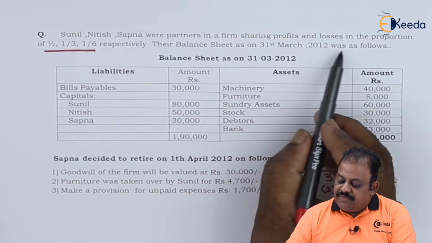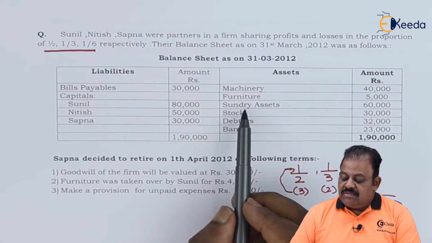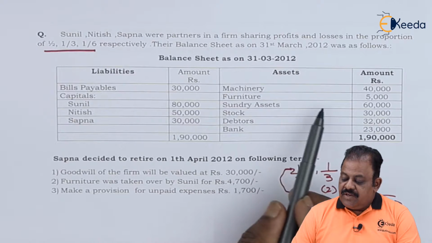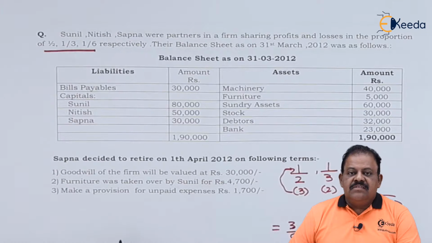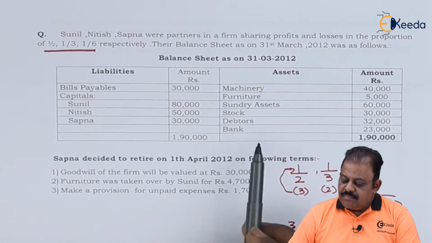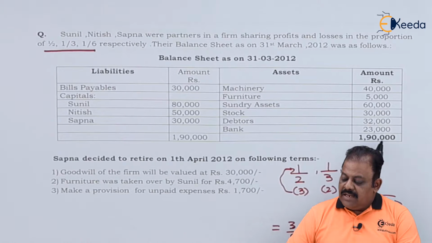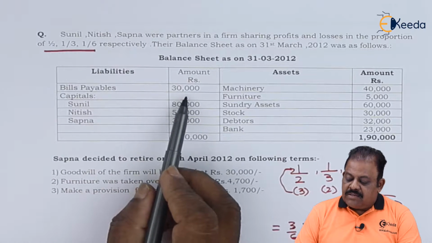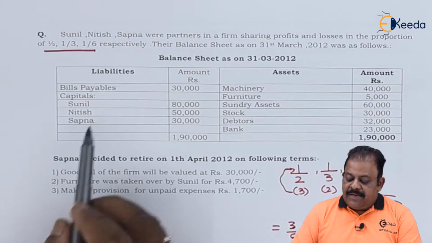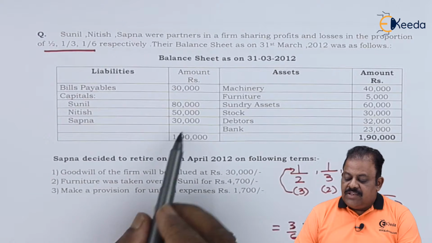Their balance sheet as on 31st March 2012 was as follows. Asset side: machinery 40,000, furniture 5,000, sundry assets 60,000, stock 30,000, debtors 32,000, bank balance 23,000. Liability side: bills payable 30,000, capital of Sunil 80,000, Nitish 50,000, Sapna 30,000.